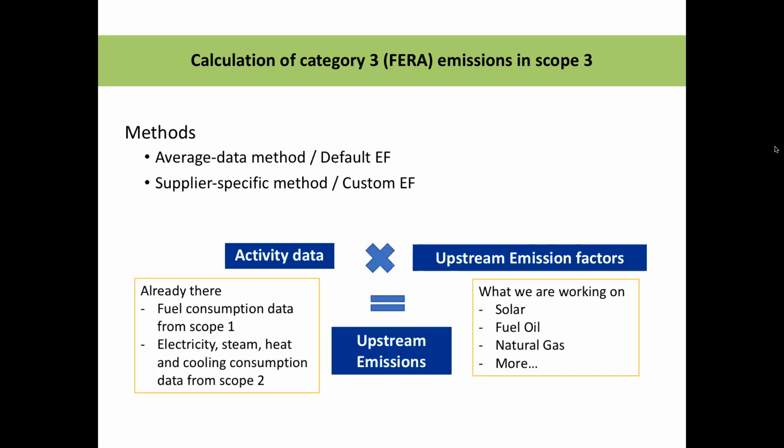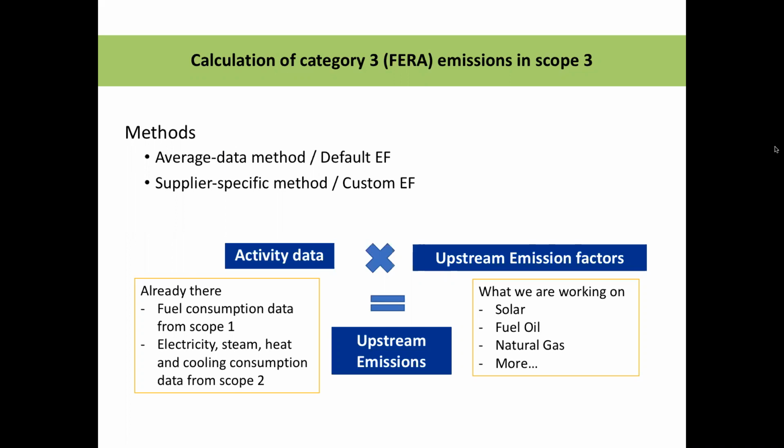The second method is the supplier-specific method, which involves collecting data from fuel providers on upstream emissions. Again, like in Scope 1 and Scope 2, organizations that use SIMAP will have the option of choosing the supplier-specific method and using custom EF if they would like to. To calculate these emissions, both activity data and upstream emission factors are required. The good news is that activity data is already there. In your greenhouse gas inventories, you'll be using the fuel consumption data from your Scope 1 and electricity, steam, heat, and cooling consumption data from Scope 2.